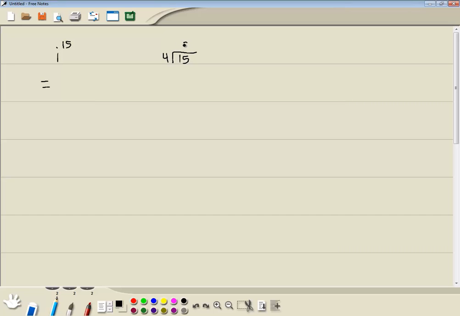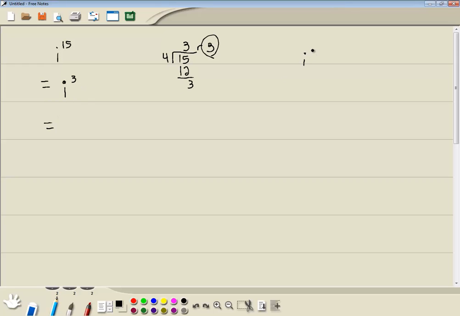4 goes into 15 3 times. 3 times 4 is 12. Subtract those and we get 3. Now 4 doesn't go into 3, so this would be our remainder. Now we're going to rewrite this as i to the remainder when we're dividing by 4. So it's whatever number's right here. So it's i to the third.